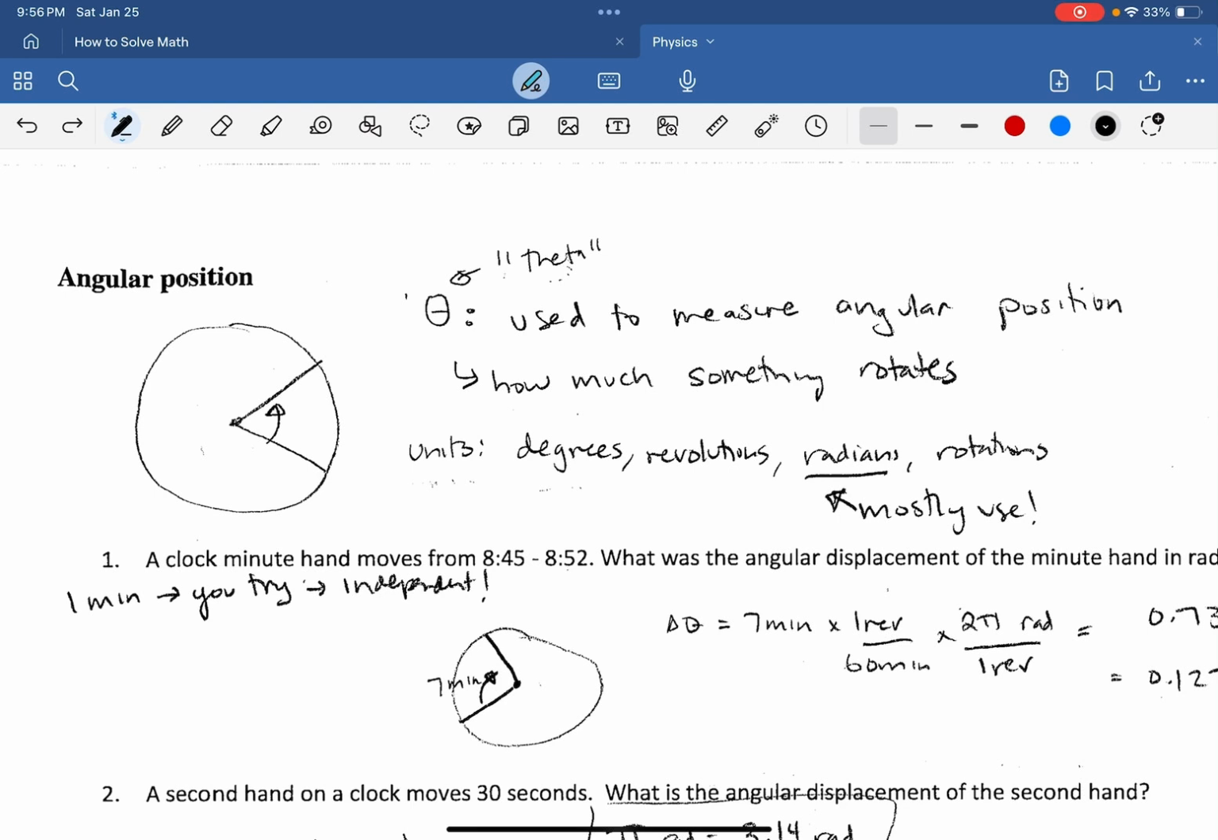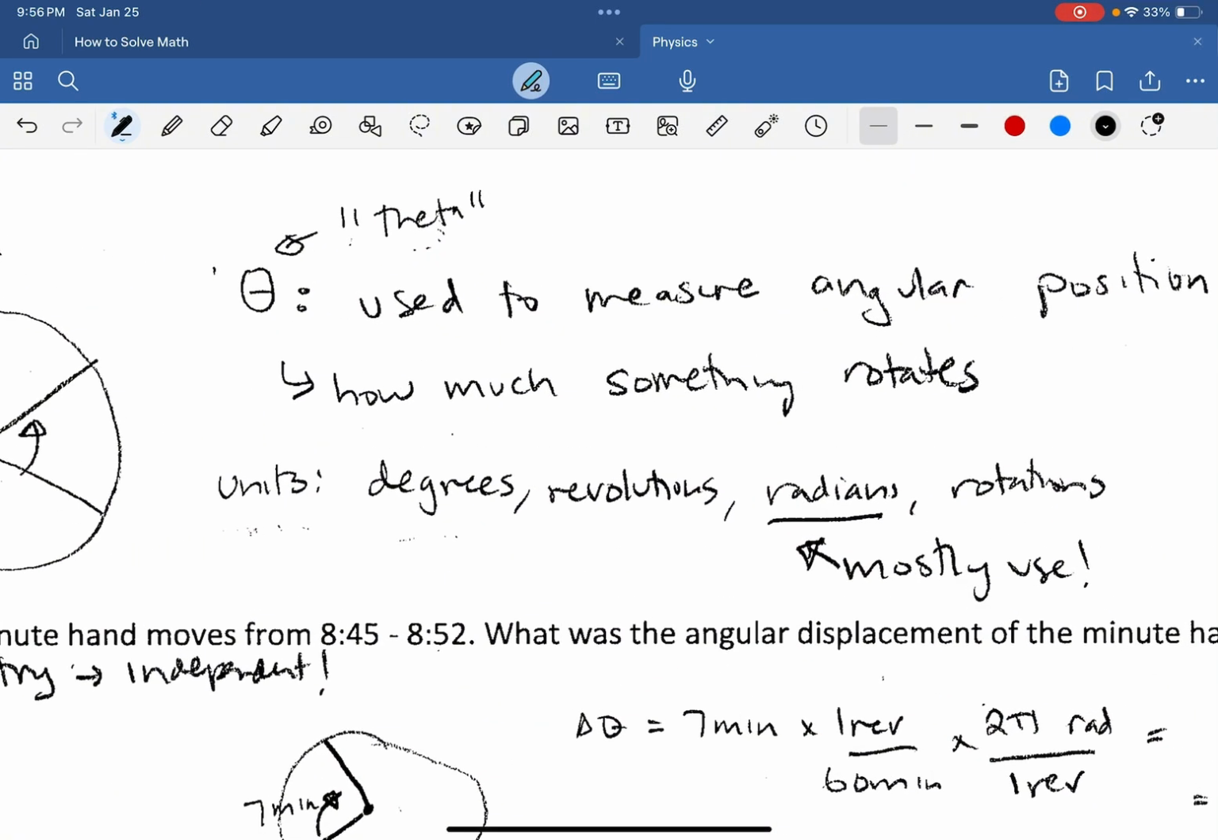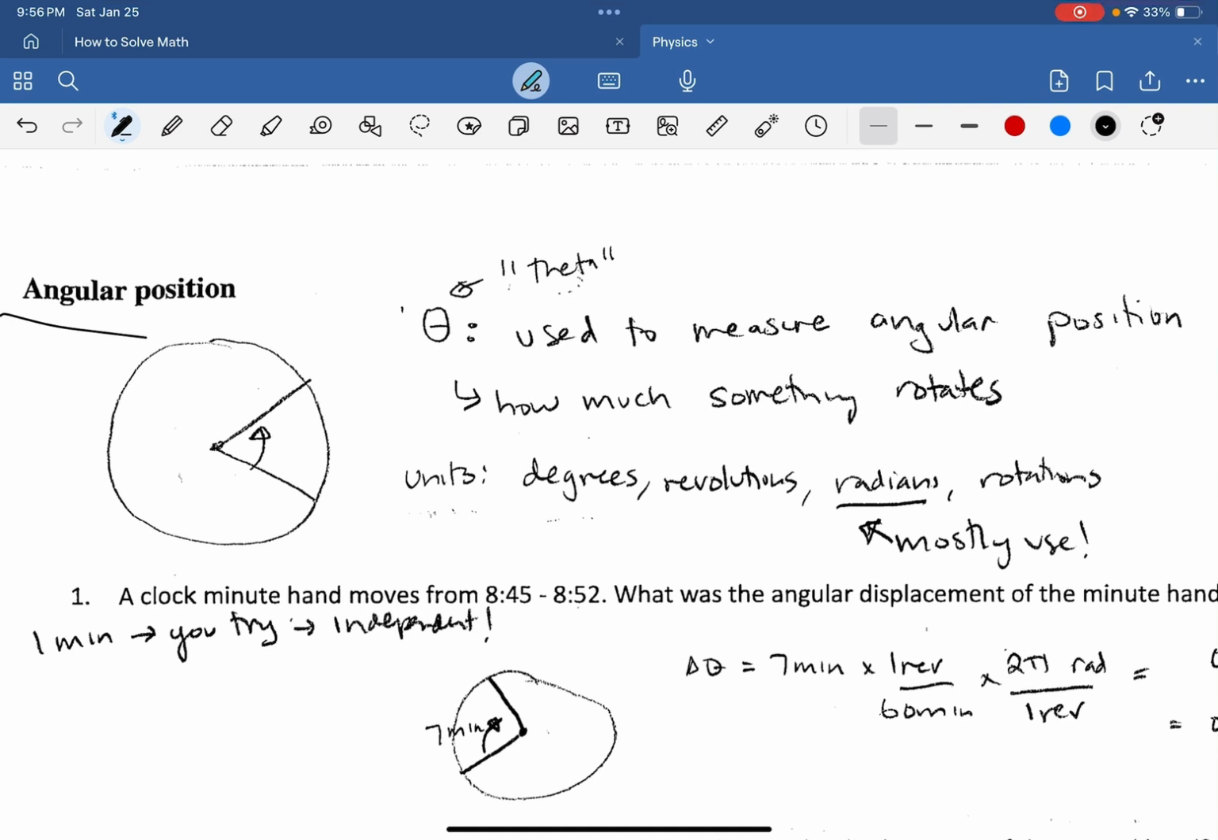Theta is basically going to be our new position measurement for angular problems. So angular position is theta. It's how much something rotates, and the units here are degrees, revolutions, radians, and rotations. The teacher pointed out that we use radians the most, so we're just going to be writing that as rad.